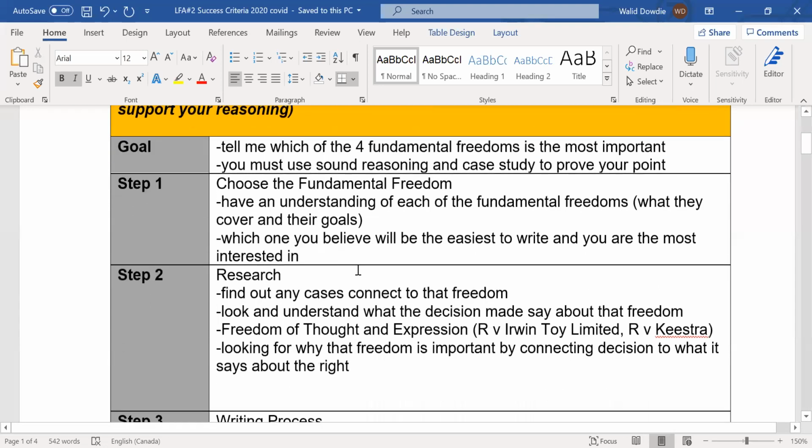Next is research. Find out any cases connected to that freedom. Look and understand what decision was made. Look and understand what the decision said about that freedom.